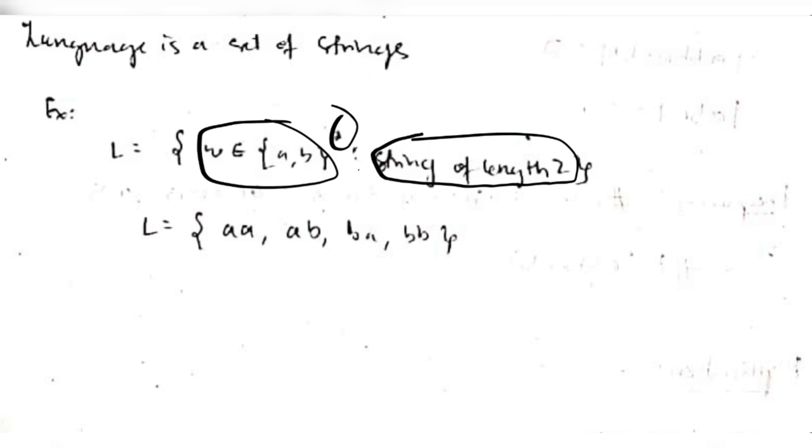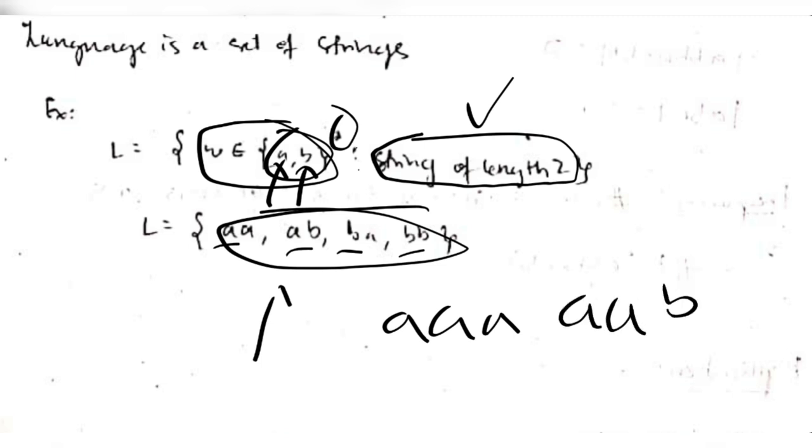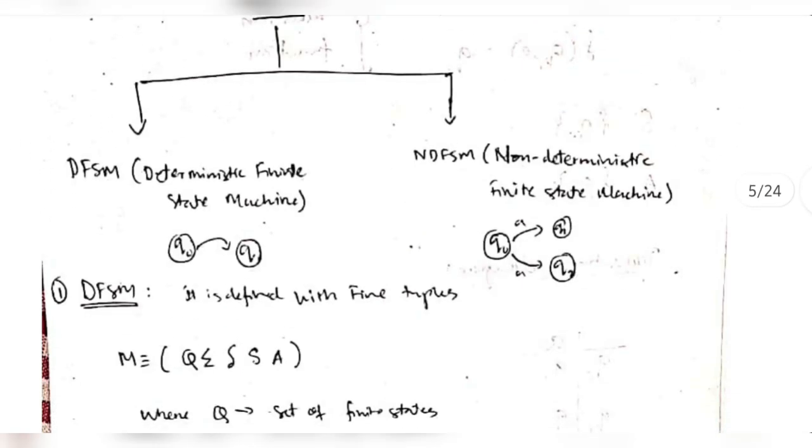So we have to form a string of length 2 using the alphabets A and B. So there can be 4 combinations: AA, AB, BA and BB. These are the strings formed using the alphabets A and B, and the condition is it should have the length 2. If they tell me to find the length with 3, what I will do is AAA, AAB, ABA, BAA, like that I will be writing how many combinations will be formed. So that's a language, a set of strings.